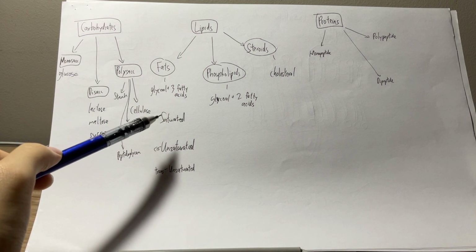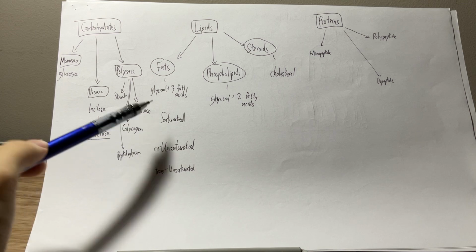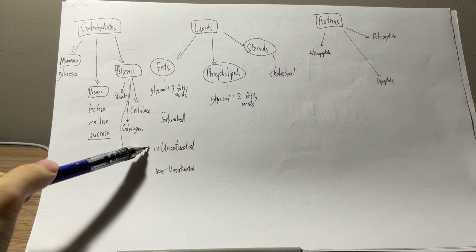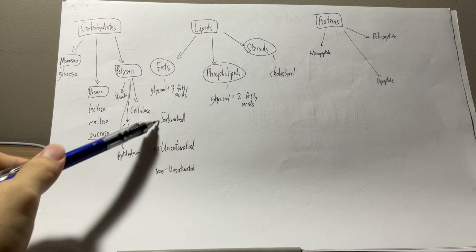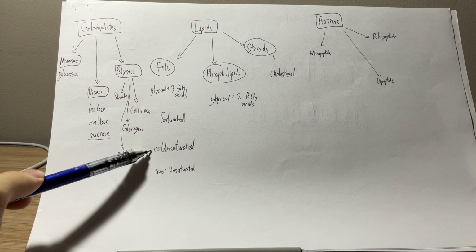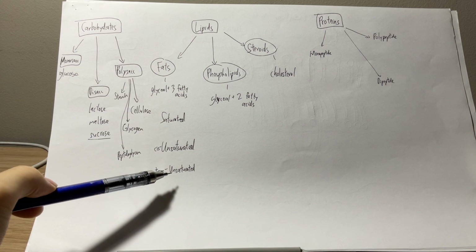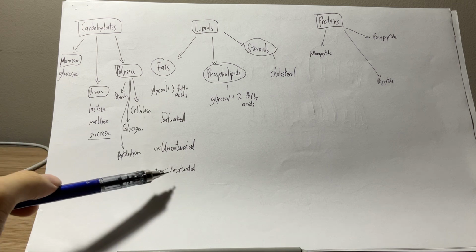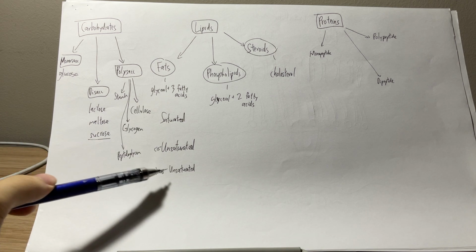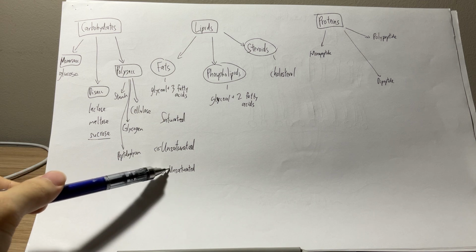We have 3, perhaps just 2 common types: saturated and cis unsaturated. Actually, let's just say 3 types: saturated, cis unsaturated, and trans unsaturated. 2 are unhealthy: saturated and trans unsaturated. This is why we hear the term trans fat. So it comes from here.